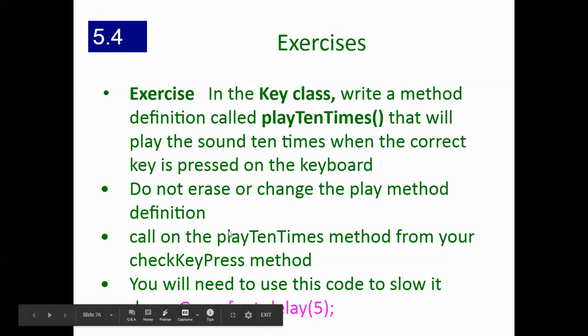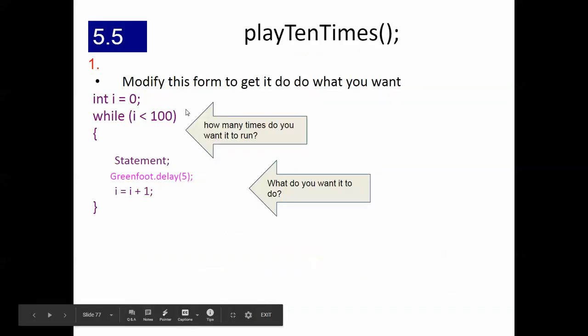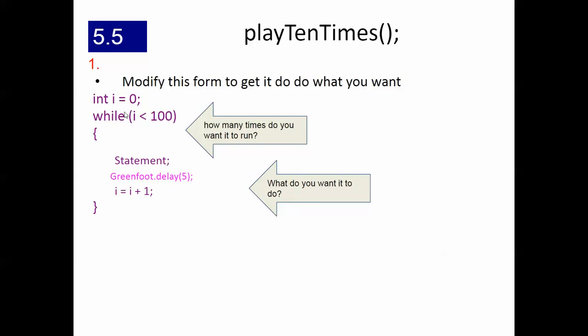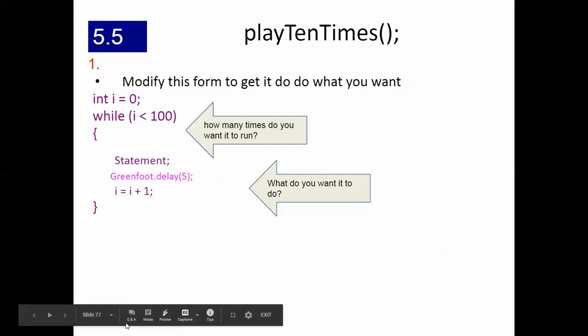Okay? So try that. So we're going to use this form that I showed you, right? So you're going to write public void play10times, and then you're going to put this code, except you're going to change it. We don't want it to happen 100 times. We want it to happen how many times? 10. And then instead of a statement, what do we actually want to have happen? Well, we want it to play. And then this is the code that we're going to use to slow it down. Okay, so try that, see how that goes.